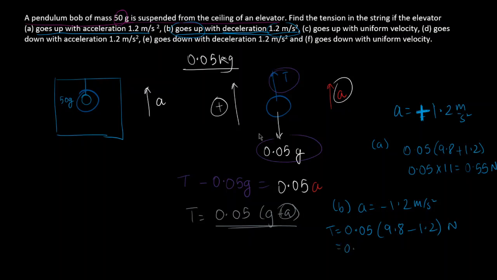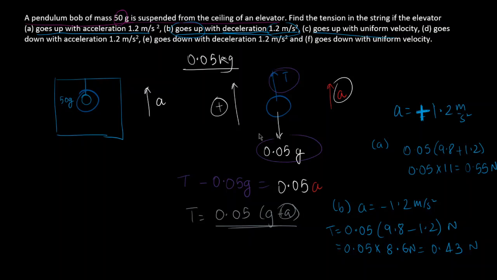So this will be equal to 0.05 times 8.6. Well, if you figure out what that is, the product of these two will be equal to 0.43 newtons. You can do that for this third part as well.